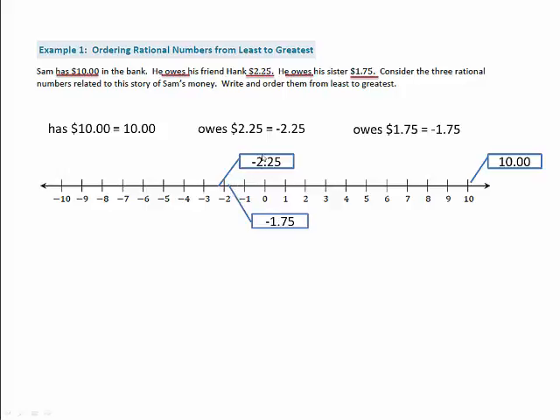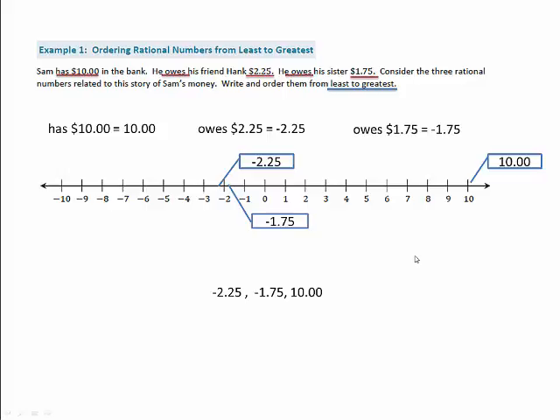Remember, if you've got more than the negative number, then it's going to go to the left. The left is always more negative. Well, now, in order to write these from least to greatest, we're going to go from left to right. So we're going to just pick them up left to right. The first number, negative 2 and 25 hundredths, then negative 1 and 75 hundredths, and then positive 10.